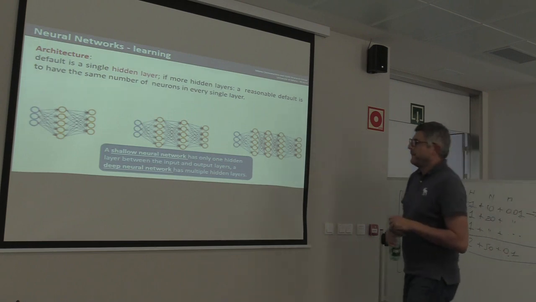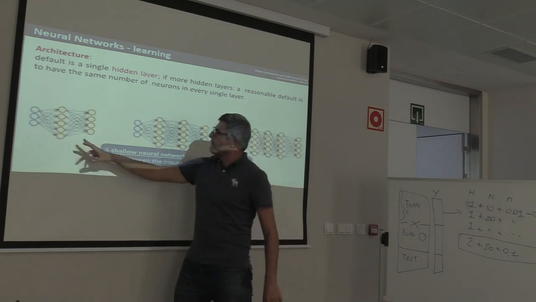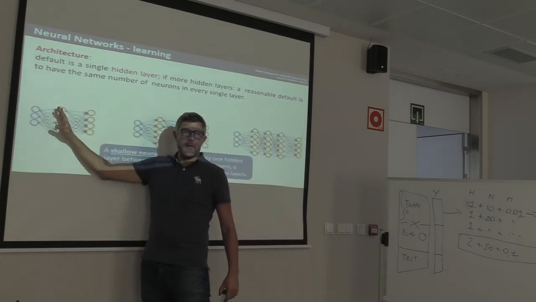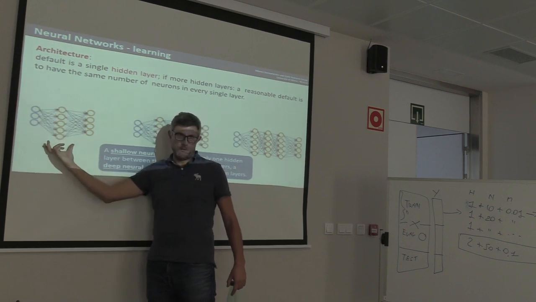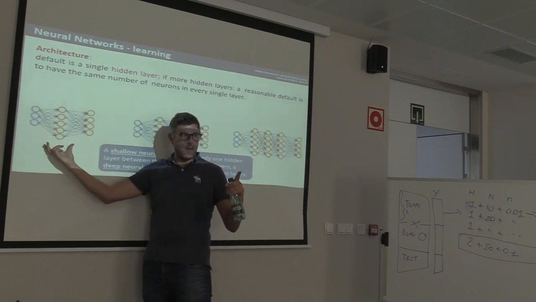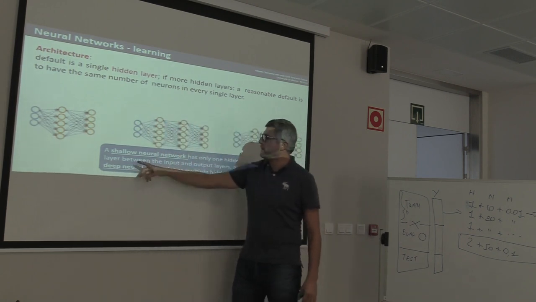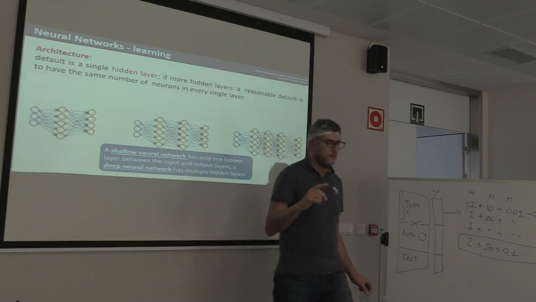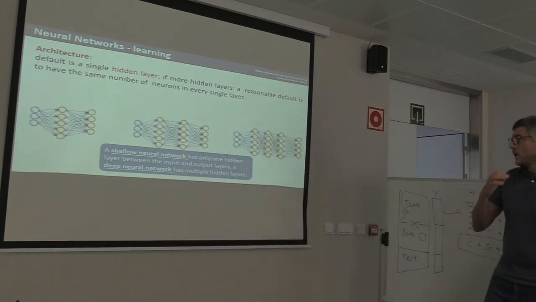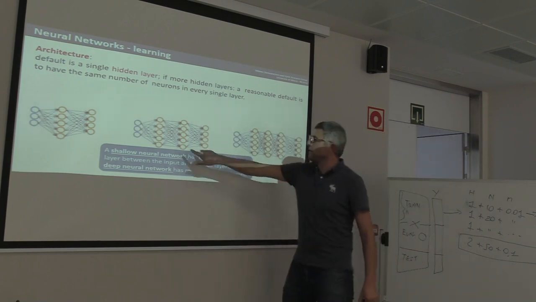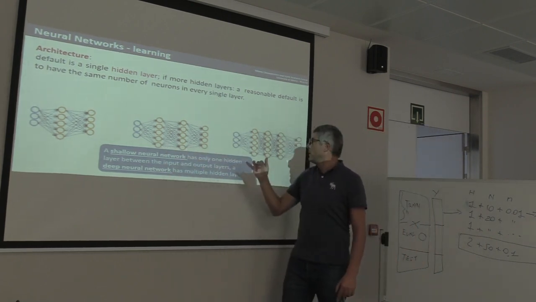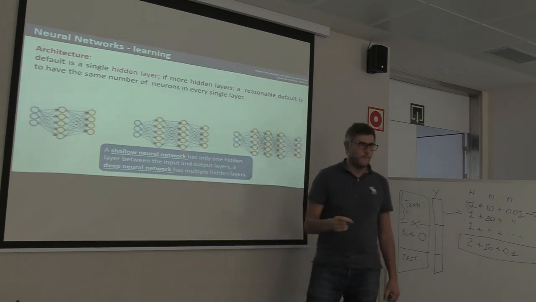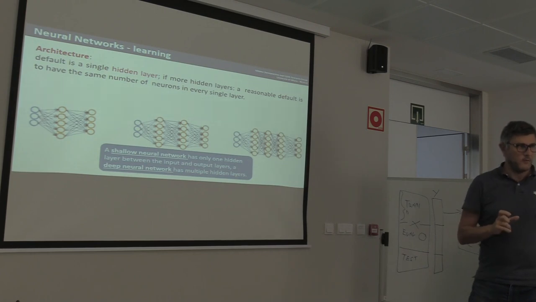Remember, if you have, for example, the input, output, and one hidden layer, this neural network with just one hidden layer is also called shallow. So a shallow neural network is a neural network with just one hidden layer. If you have more than one hidden layer, like here you have two, or here you have three hidden layers, then you have a deep neural network. This is the distinction.